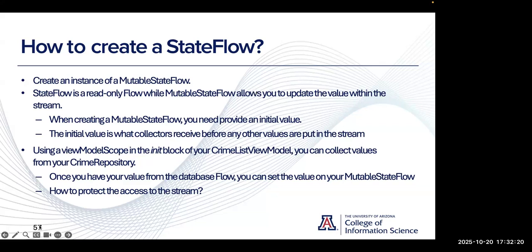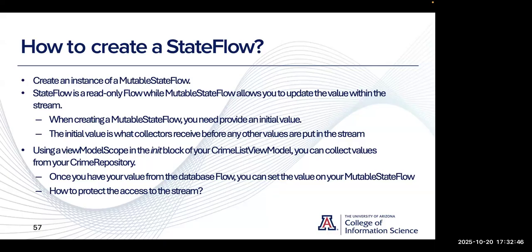Okay, all right, so how do we create a state flow? We create an instance of a mutable state flow. A state flow is a read-only flow, while a mutable state flow allows you to update the value within the stream. When we create this mutable state flow, we need to provide an initial value, and the initial value is what the collectors receive before any other value can be put in the stream.